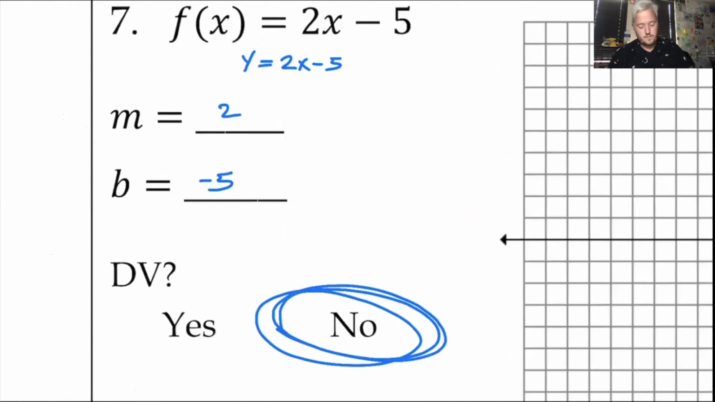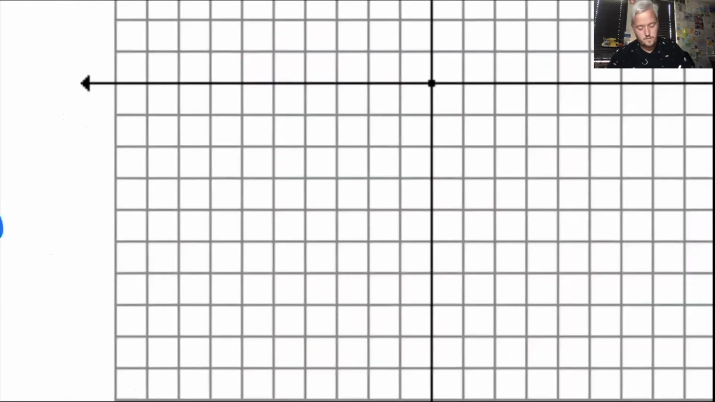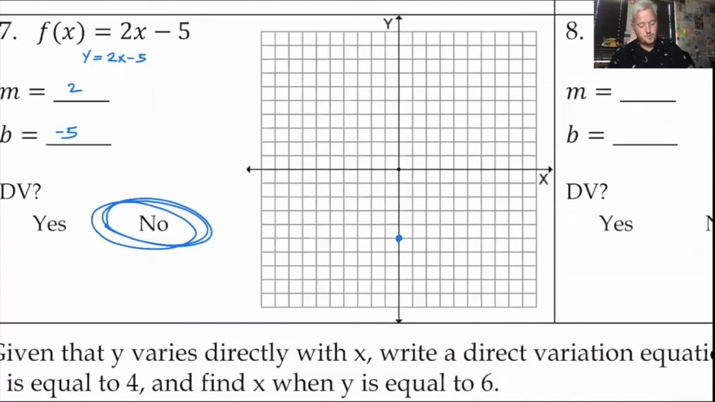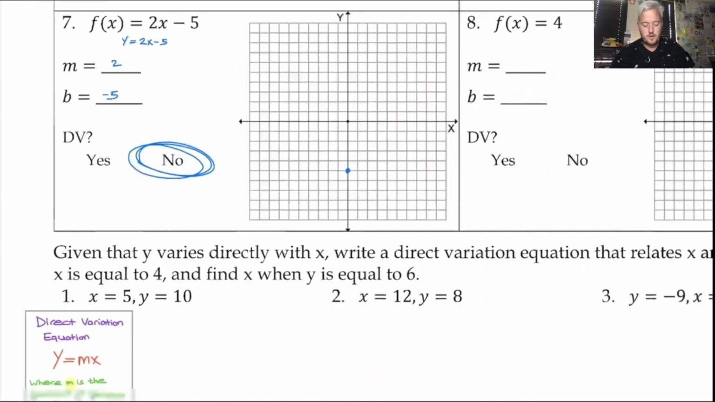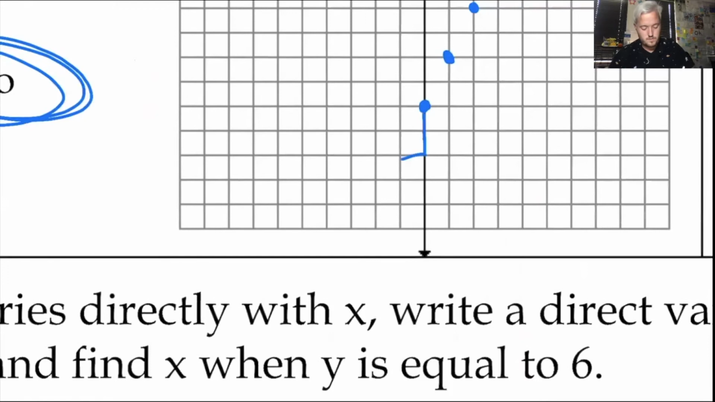So down here, I'm going to start at negative 5. And now we have a slope of 2. So up 2, right 1. Up 2, right 1. Should probably put a point. All right, so I'm going to do a couple points going the other way. So down 2, and left 1.